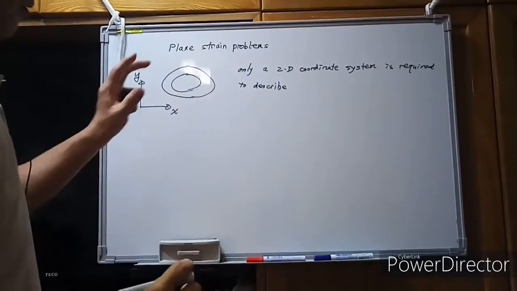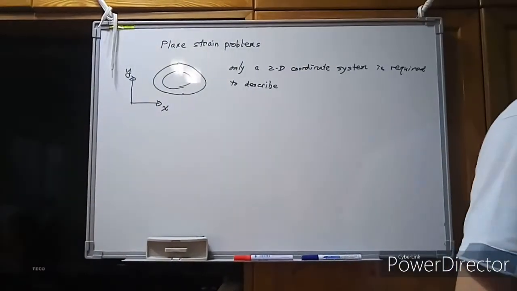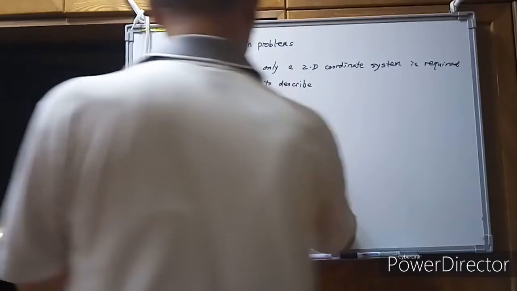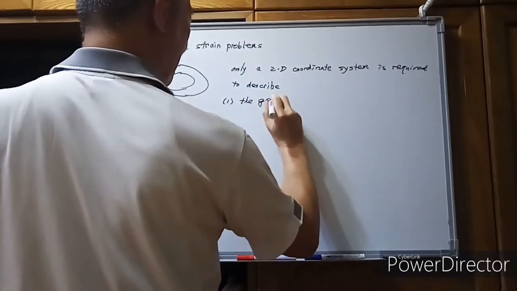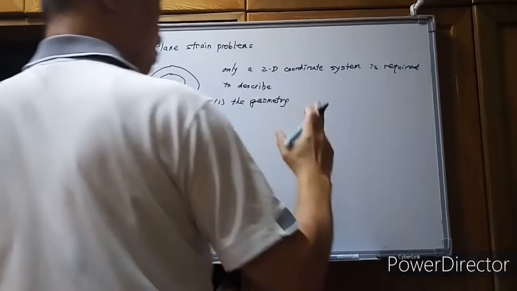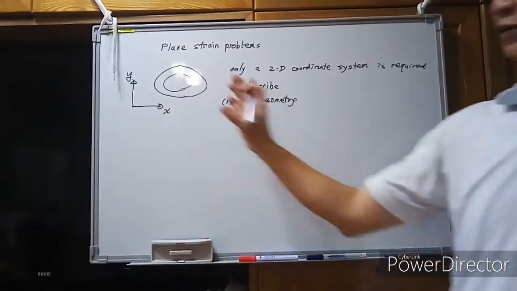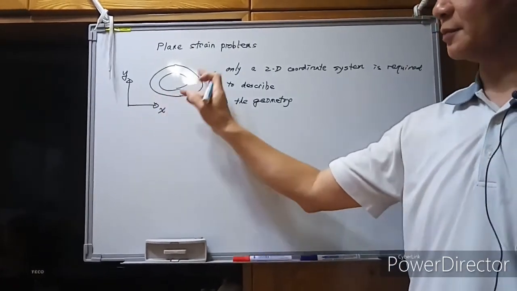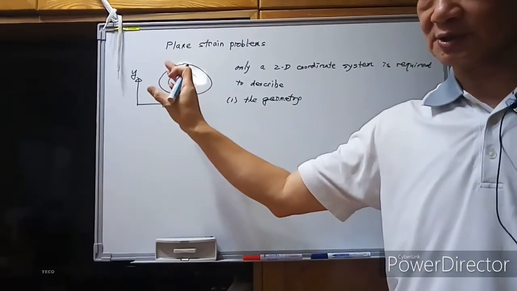Okay, only a two-dimensional coordinate system is required to describe what? First, the geometry. The geometry of the structures. But you should remember, we need the xy coordinate system to describe the structure shape of a cut cross section.